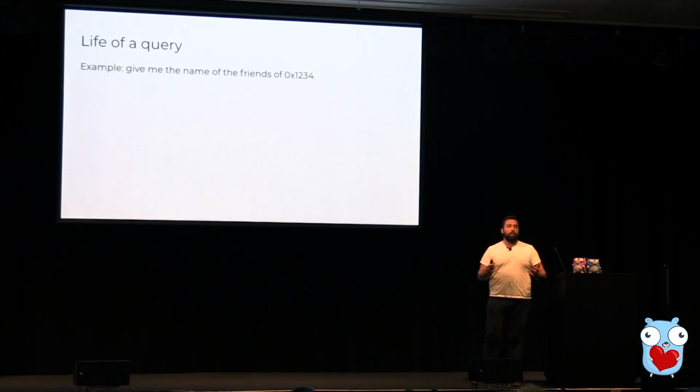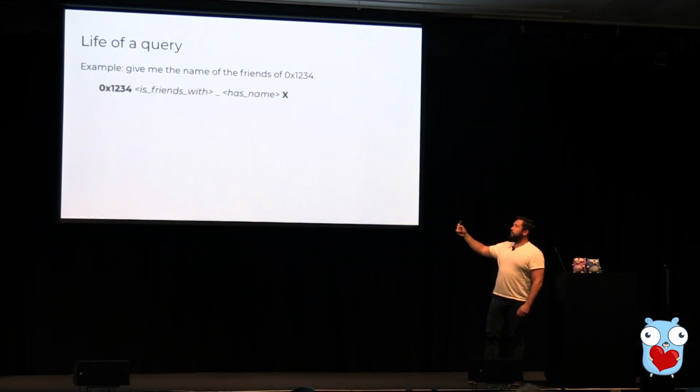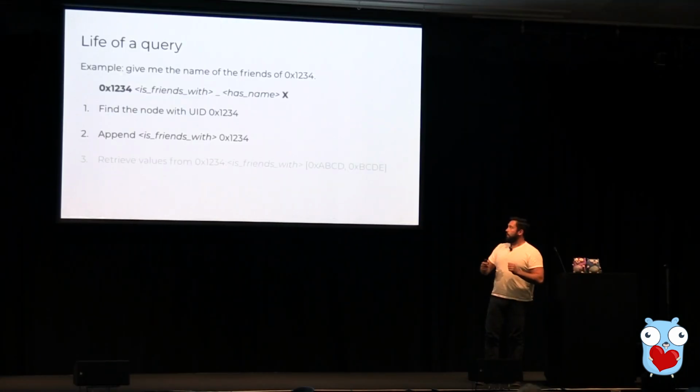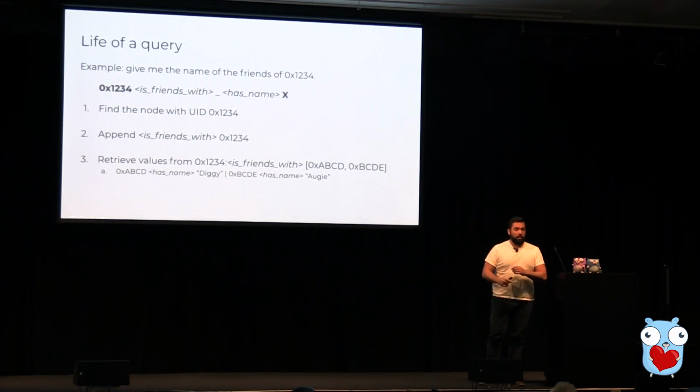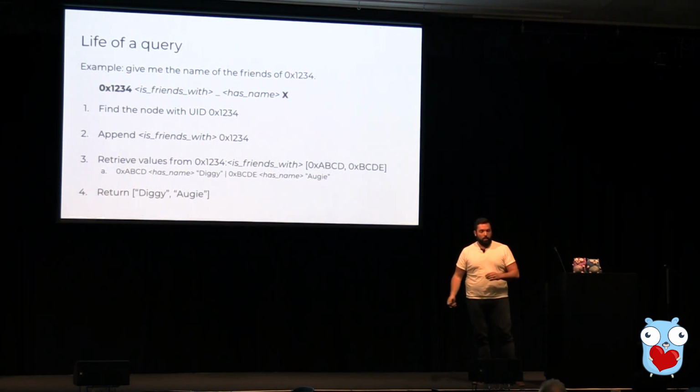So an example, right? Like 0x1234. Let's say that's me. So I want to find all of the friends of 0x1234 and then find their names. Okay? So I'm going to start at 0x1234, attach "friends with", and I'm going to get the values 0xABCD and 0xBCDE. And then from there, now I have those two, and I'm going to get two more names, Diggy and Augie. Bonus points for anyone that gets the reference to Augie. And that's what we're going to be returning. Okay, so that's how queries work.